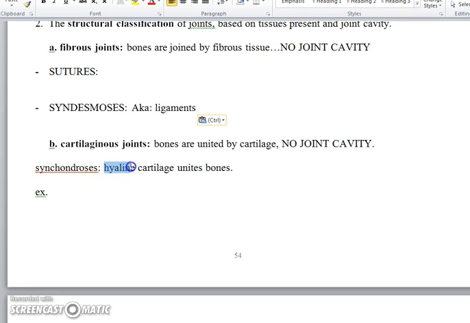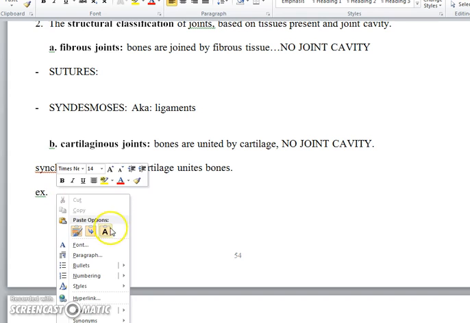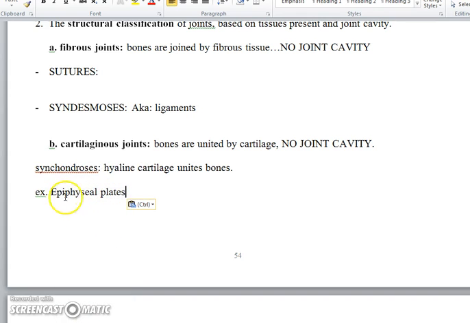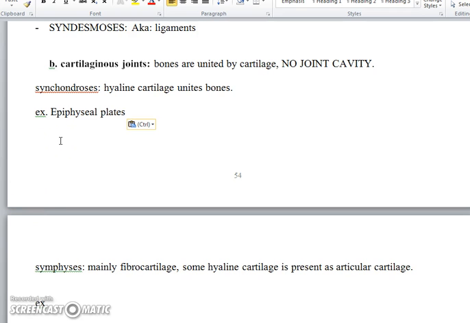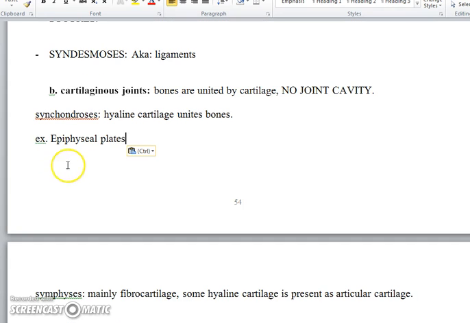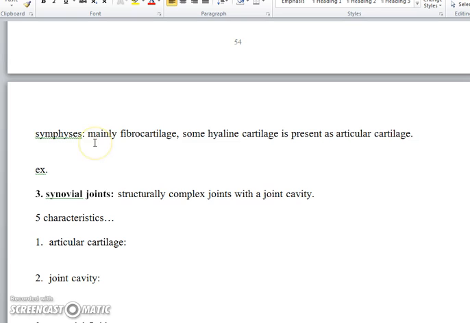It's hyaline cartilage that's going to unite the bones. For example, I think this is the one your book does. It seems kind of weird, but the epiphyseal plates, remember those growth plates? You got a growth plate in kids at the end of each long bone, like the femur or the humerus. It's kind of three bones hooked up by two growth plates. Immovable joints, so they're synarthrotic joints in the functional classification. But structurally, they're cartilaginous joints. All right, symphyses.